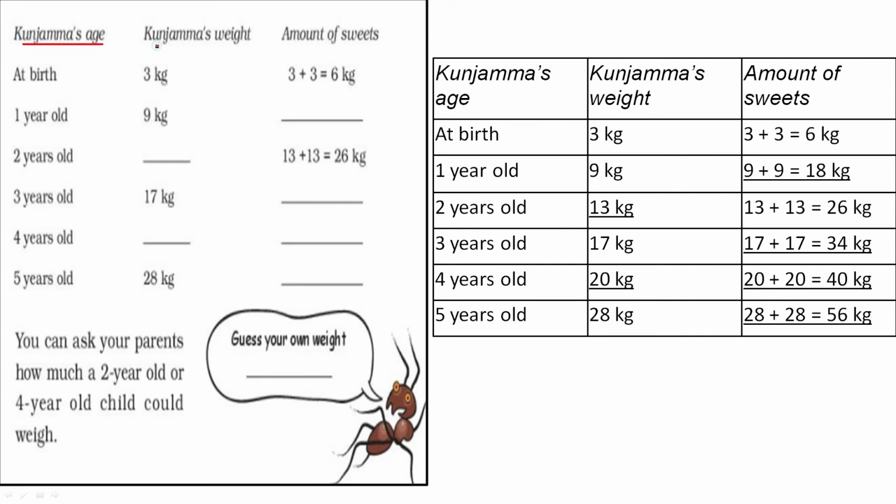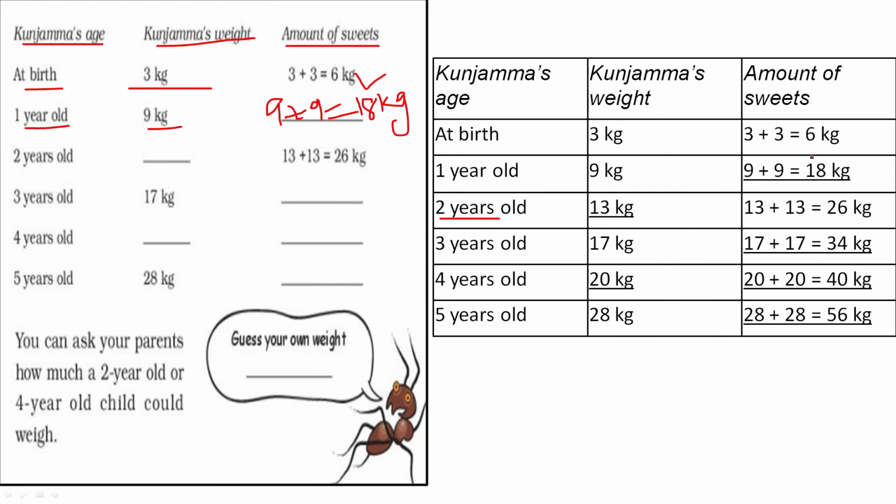Kunjuma's age, Kunjuma's weight, amount of sweets. At birth, 3 kg, so 6 kg. 1 year old, 9 kg. So 9 plus 9, 18 kg. Like that. 2 years, 13 plus 13.